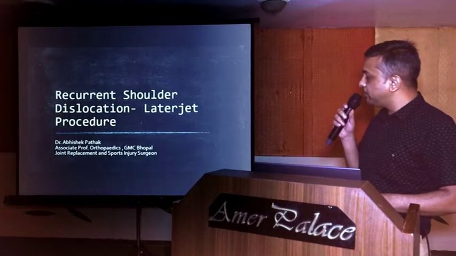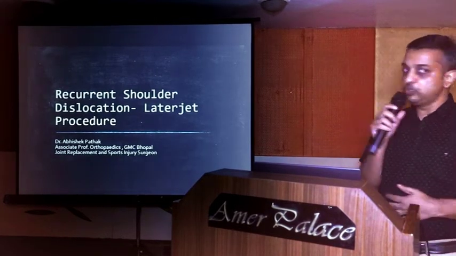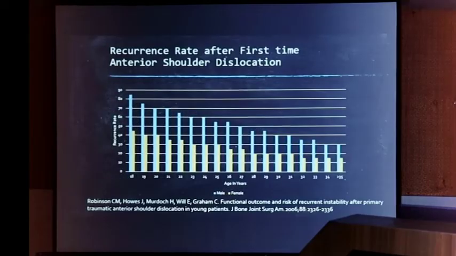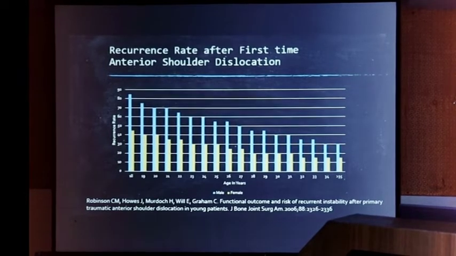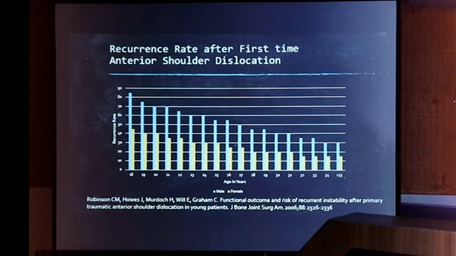So I'm going to talk about the Latarjet procedure, which has become one of the standard procedures for an off-track lesion. I'd like to begin with a line diagram, which shows that a young patient has the most likelihood of getting a recurrence of the shoulder dislocation. So this is the group of patients that we should be very cautious about.